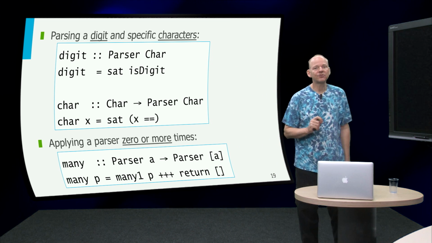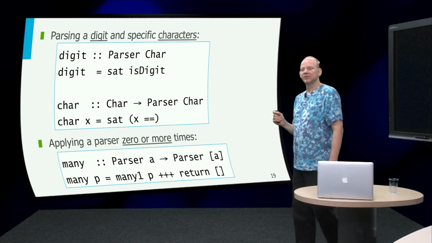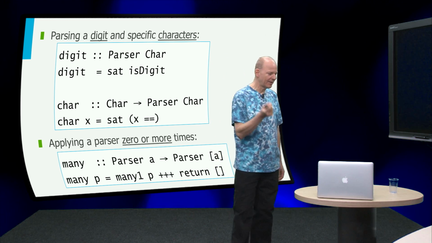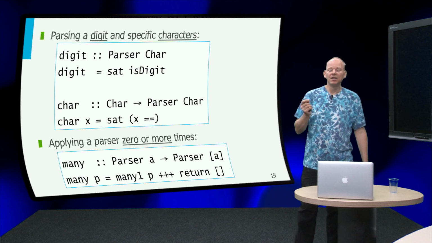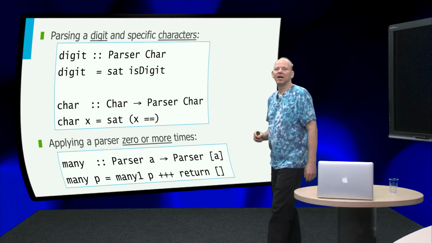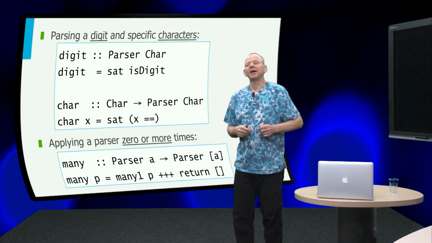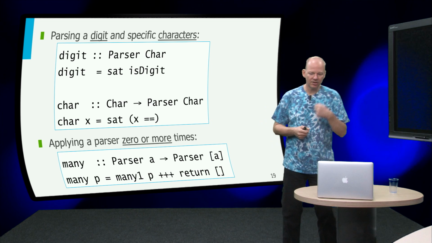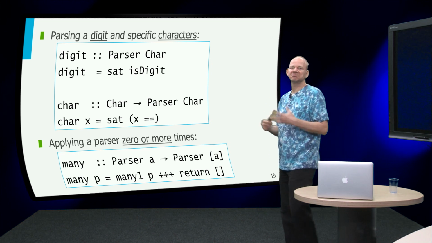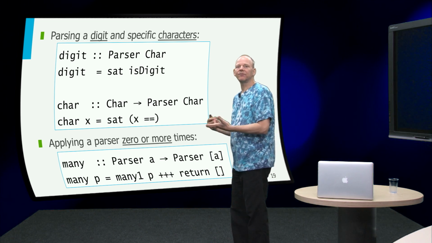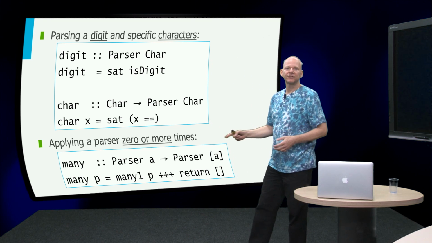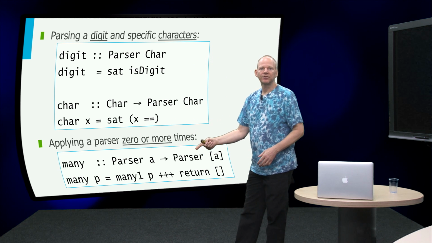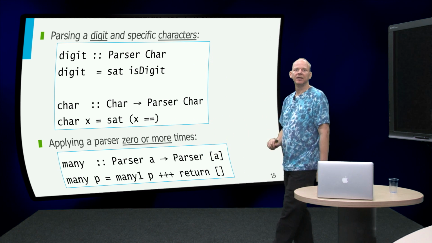This is a parser that tries to parse P 0 or more times. And you see this often. It's like a regular expression or a repetition. I want to find 0 or more digits. Or if I want to parse an identifier, I want to parse a letter followed by 0 or more letters or digits. So this often happens when you're trying to parse things. So here we see many takes a parser of A and returns a parser of list of A.